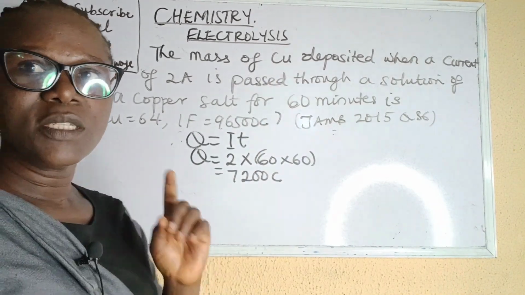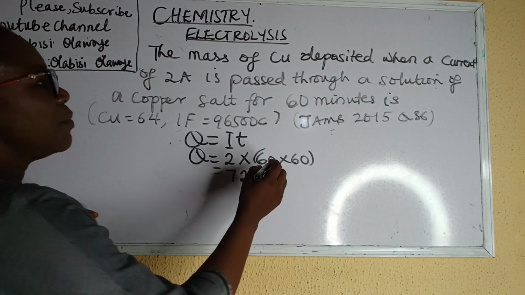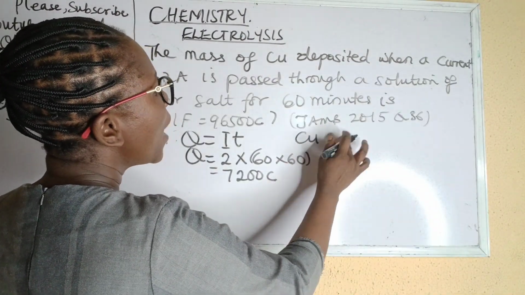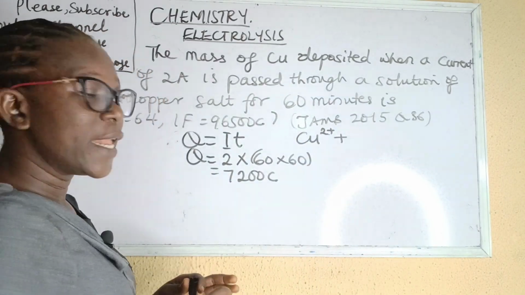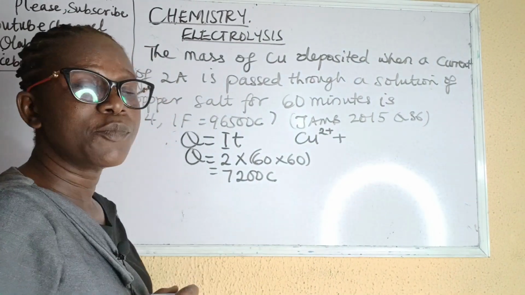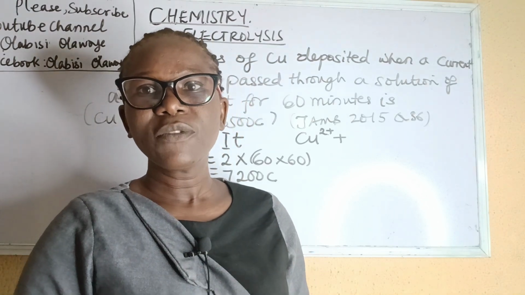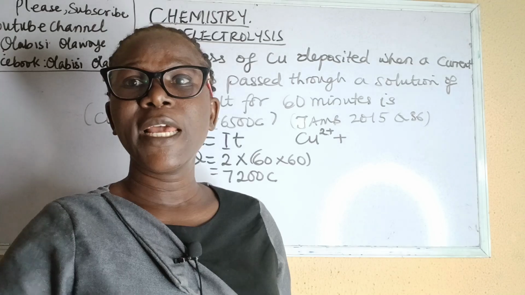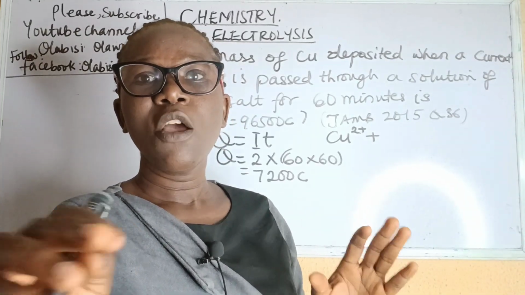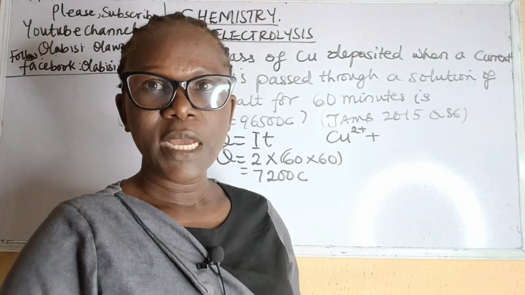Now, the first thing to do is to write the half reaction. Now, we are dealing with an element called copper. So copper 2 ions, when it's in solution, that is in the electrolyte. If you don't understand the principle of electrolysis, you can check my videos on that. The first part of this video is on the explanation of the process of electrolysis itself before you get to the calculation.